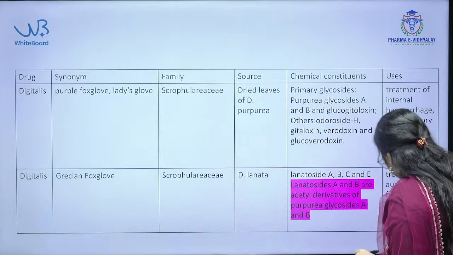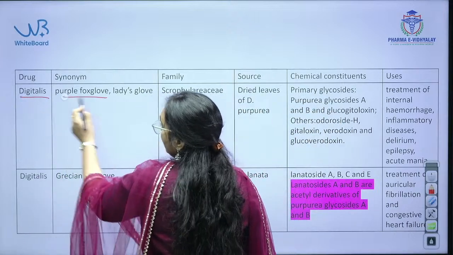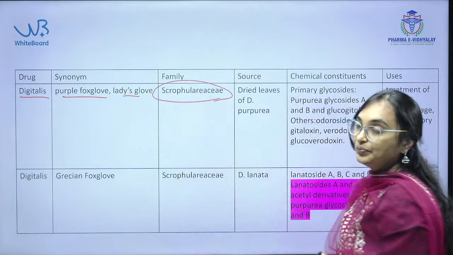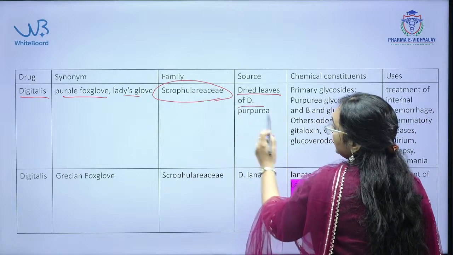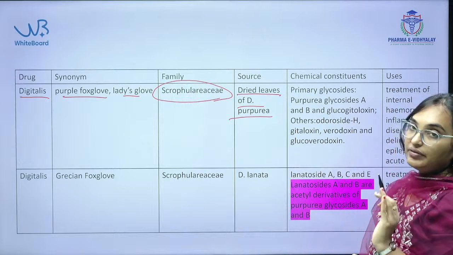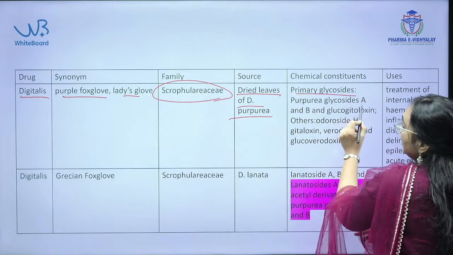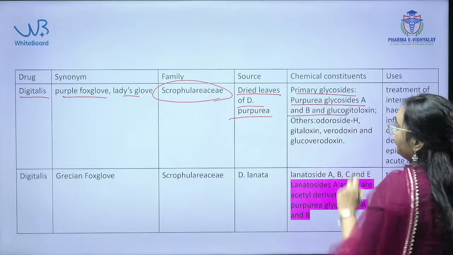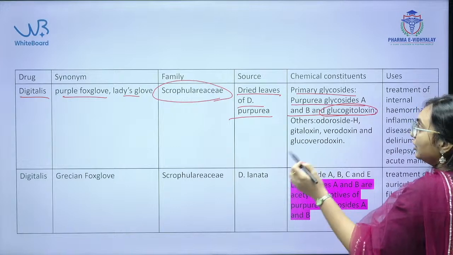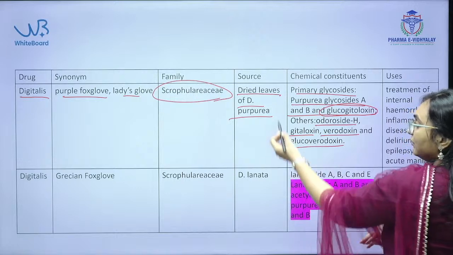The first example is digitalis. Its synonym is purple foxglove or lady's foxglove, belonging to the family Scrophulariaceae. The source is the dried leaves of Digitalis purpurea. Digitalis has chemical constituents, cardiac glycosides; the primary glycosides are purpurea glycoside A and B, and it also has glucogitaloxin. Other cardiac glycosides include odoroside H, gitaloxin, verodoxin, glucoverodoxin. You have to remember all this.